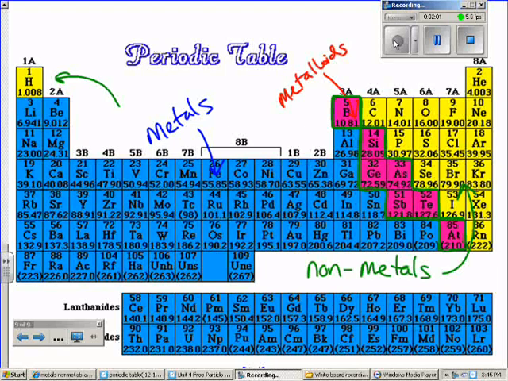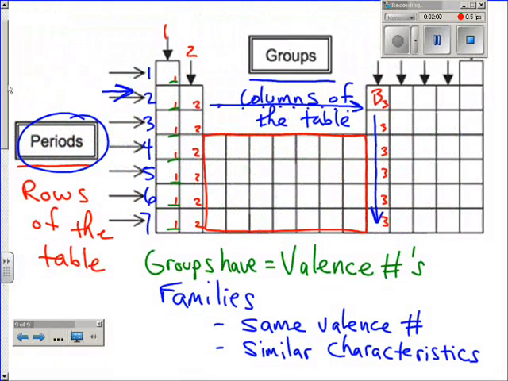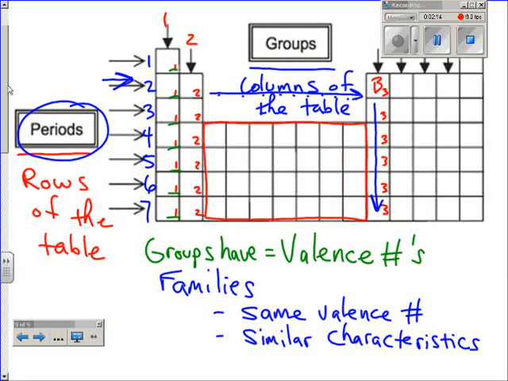Now I'd like to go back and mention one thing I forgot up here. When I was talking about the groups and the periods on the table, I mentioned that there were 7 different periods on the table. One thing about these periods is that each of those rows across the table stands for an electron energy level in the cloud.